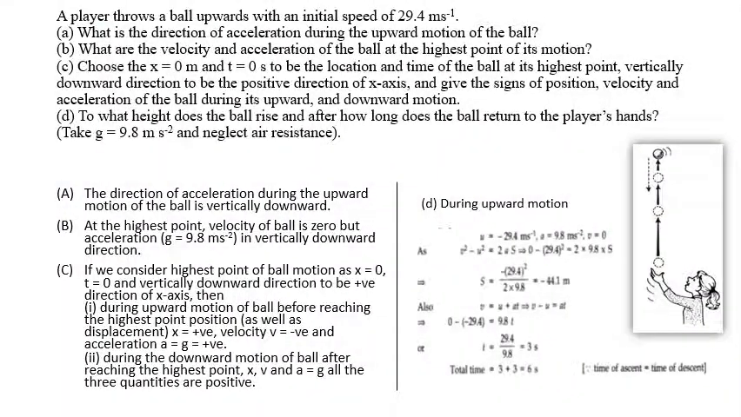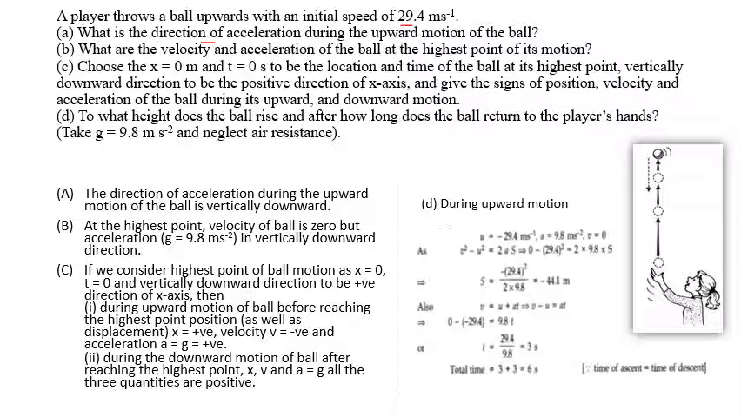This is your next question, students. A player throws a ball upwards with an initial speed of 29.4 meters per second. So what is the initial speed? 29.4 meters per second. So what are your questions? Look here. Subdivision A: what is the direction of acceleration during the upward motion of the ball?